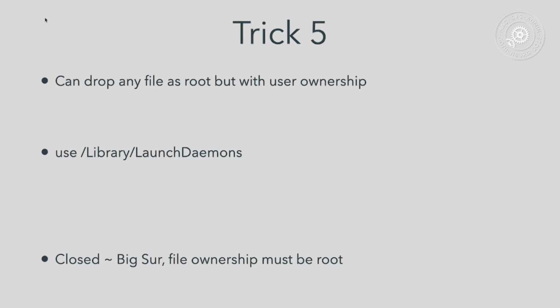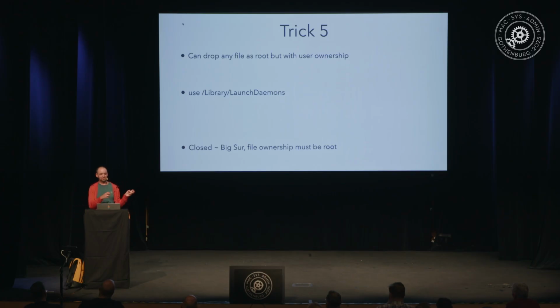Another trick: let's say I can drop a file anywhere, even to a root-owned location, but with user ownership, which means the user owns the file, but I can still write it anywhere I want. How do I get root code execution? For a long time, it was possible to drop a file to launch daemons, like a launchd plist file, and do a reboot, and it was executed or loaded. Now, on Big Sur, Apple started to enforce ownership on that file. So if it wasn't owned by root, they did not load it.